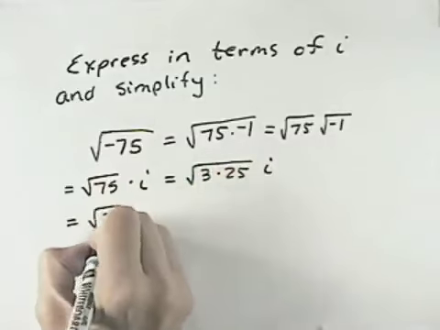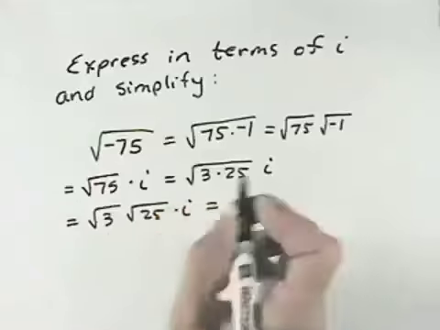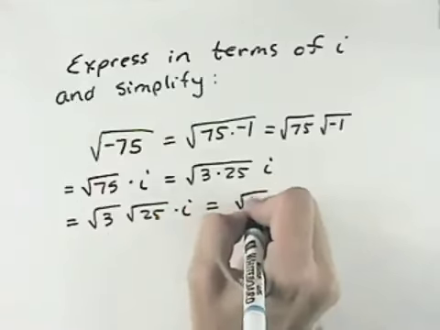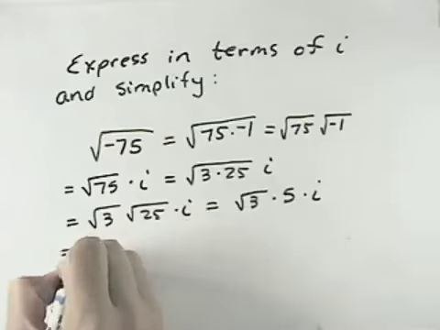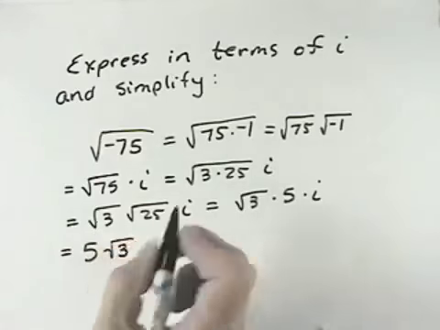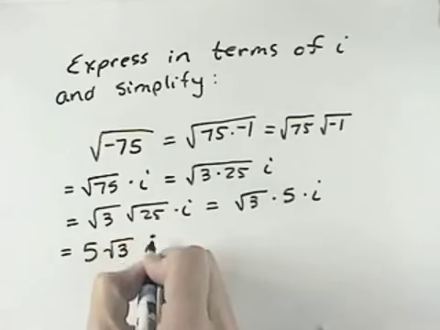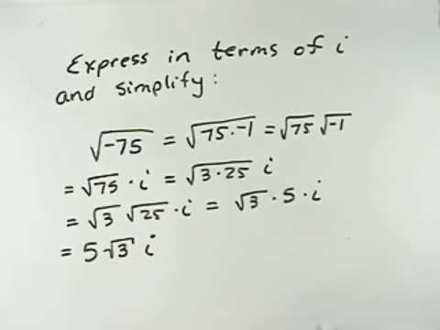So that's the square root of 3 times the square root of 25 times i. But the square root of 25 is 5. So we have the square root of 3 times 5 times i. However, the 5 usually goes in front of the square root, so we'd have 5 times the square root of 3, and then we'd have an i, being careful that the i is not under the square root sign, that the i comes after our square root sign, for 5 times the square root of 3 times i.